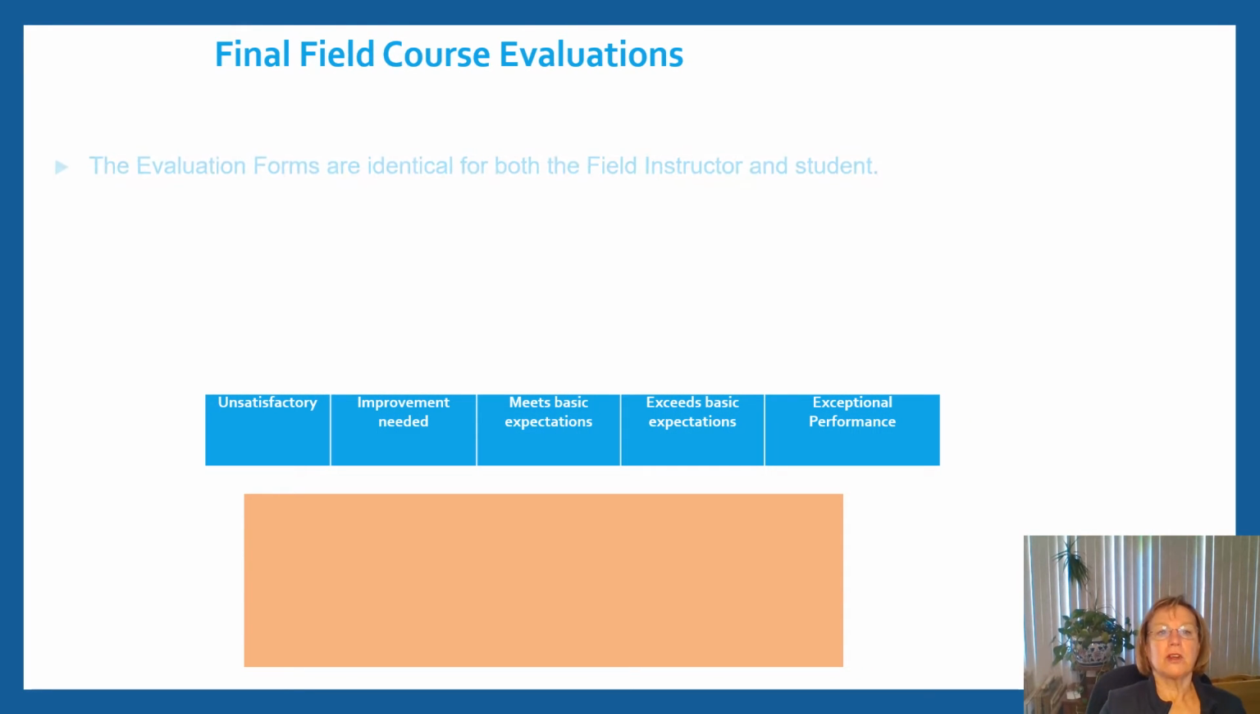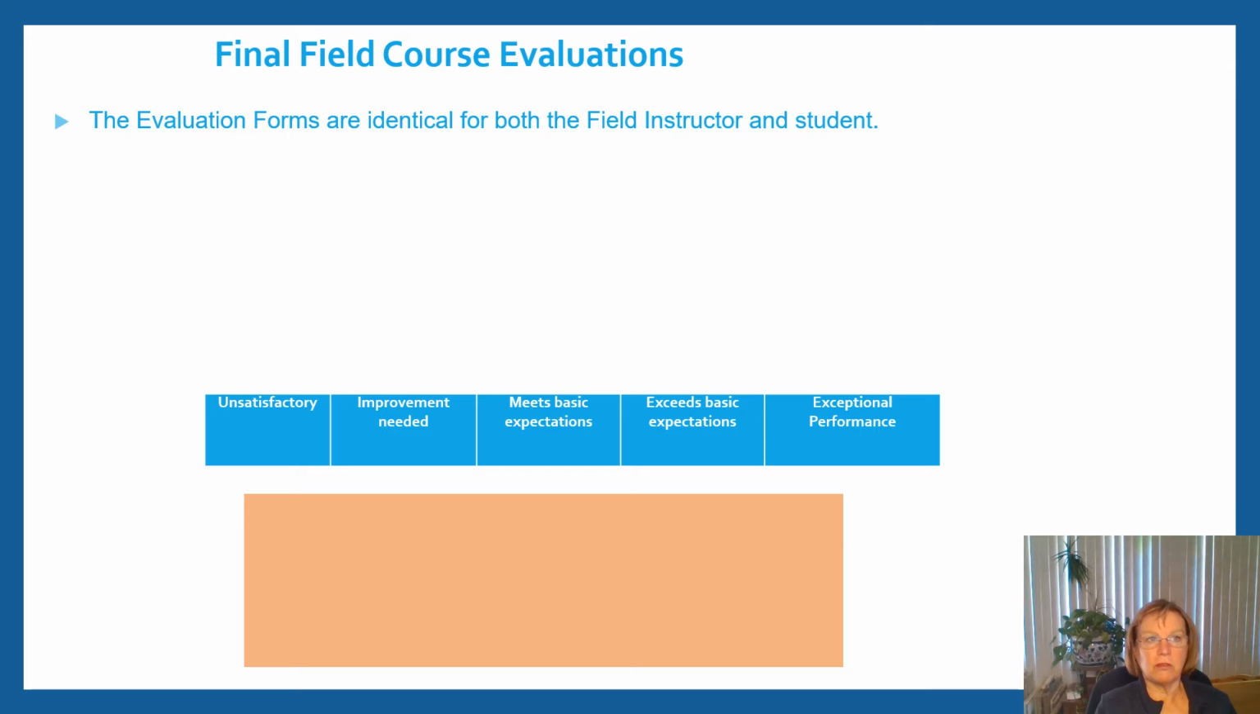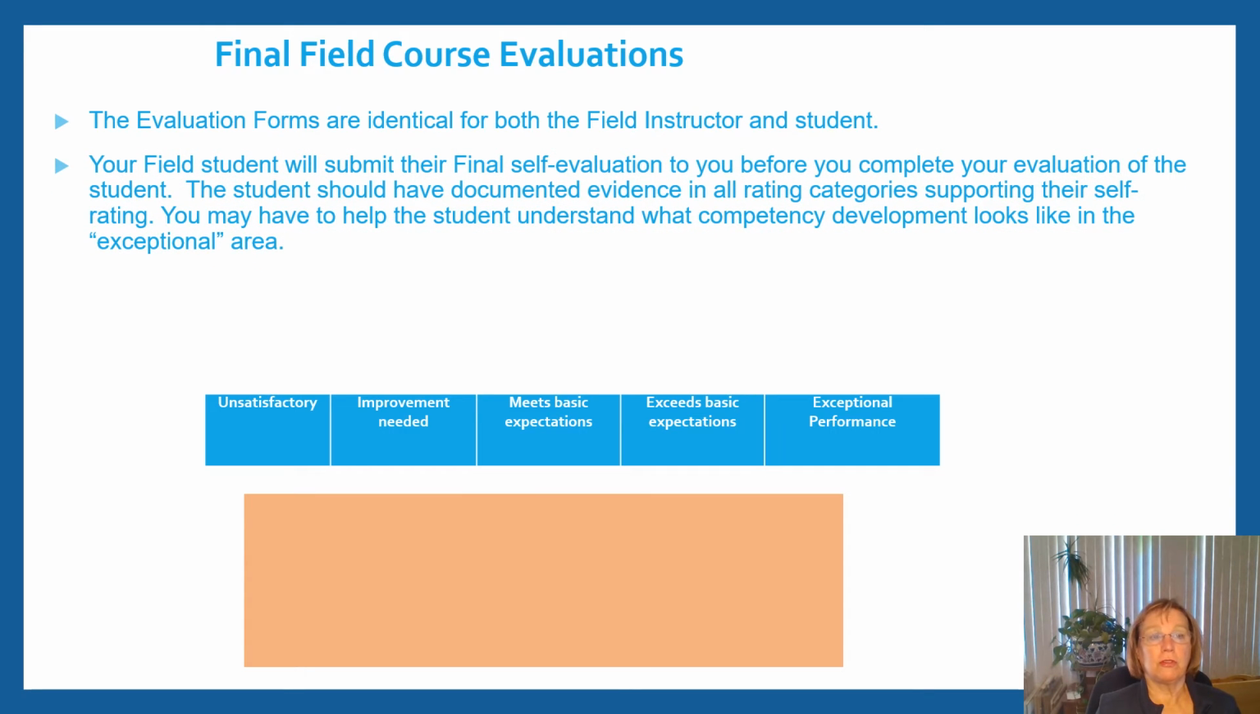So just to summarize, the final evaluation forms, both the self-eval and the field instructor's version, are exactly the same. They just have different headings. Your students should start the process by submitting their self-evaluation to you. You have to review it and then sign off on it. And then you can either prepare your final evaluation on them in supervision, or you can prepare it in advance and present it to the student. The student will need a copy of it, so please make sure that once you complete it online, you download the form and submit it to the student so they can upload it into the course site.